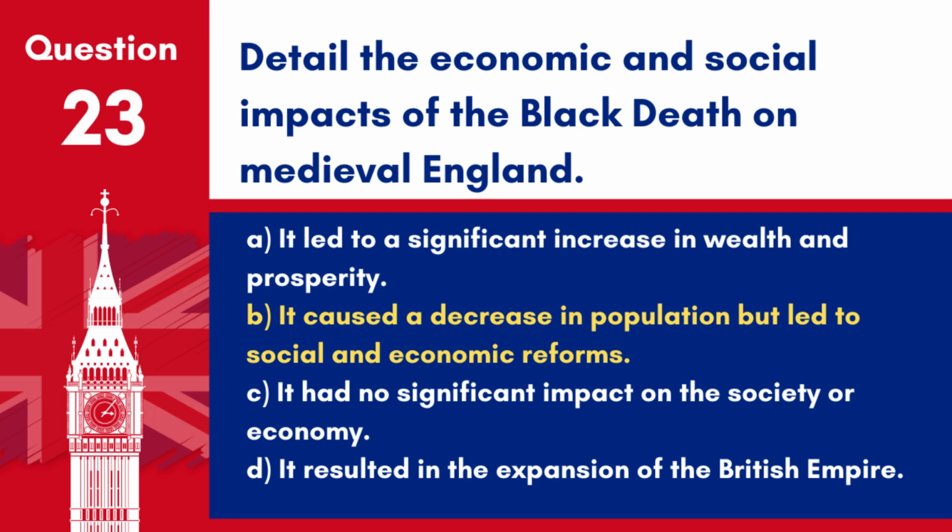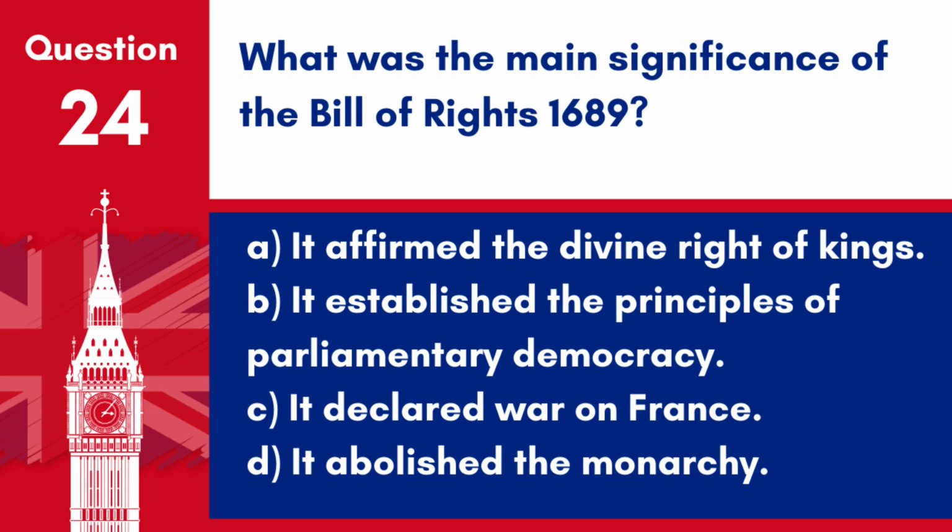Answer: B. It caused a decrease in population, but led to social and economic reforms. The Black Death significantly reduced the population, which led to labor shortages, higher wages for workers, and ultimately social and economic reforms. Question 24. What was the main significance of the Bill of Rights 1689?